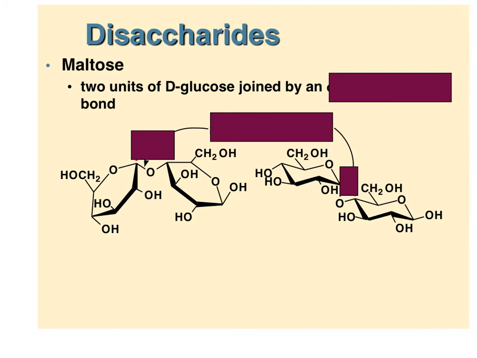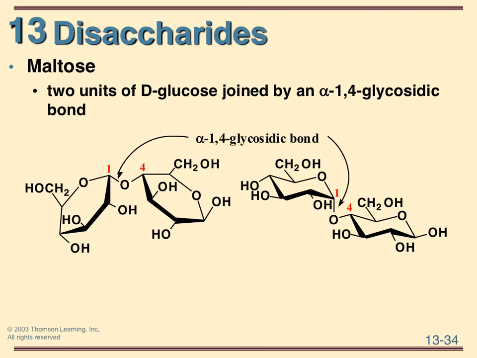So now we have maltose, 2 glucoses. What carbon number would this one be? 1. And this one right here? Somebody said it. Is it 4? It's 4, because there's an anomeric carbon 1, 2, 3, 4. Okay? And is it an alpha linkage or a beta linkage? Alpha. Alrighty, see? It's not bad. So it's an alpha 1,4 glycosidic bond.